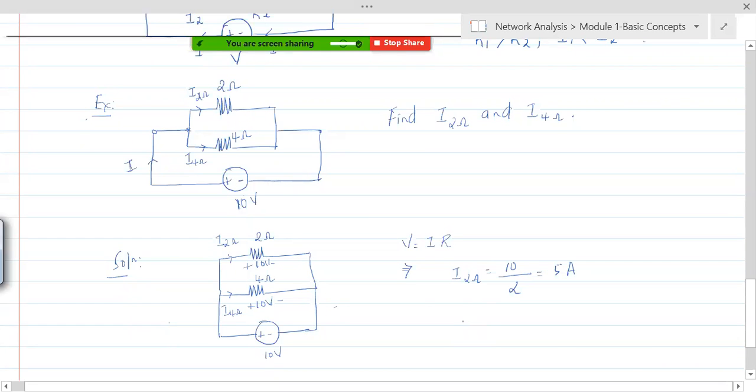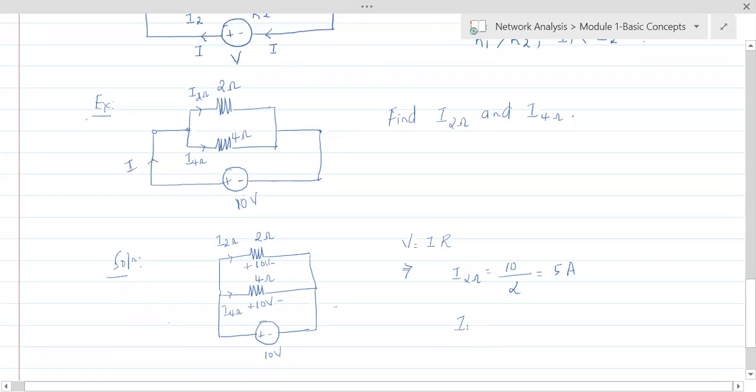Now similarly, what is I 4 ohms? 10 volts is the voltage again, which is dropping across 4 ohms because it is connected in parallel, and the resistor is 4. So what would this be? It would be 2.5 amps. This is how we can calculate the currents flowing through 2 ohms and 4 ohms.